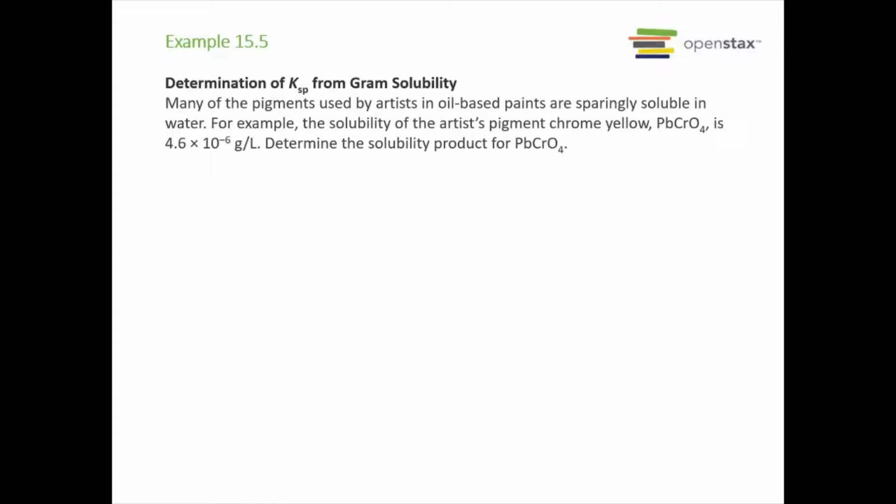So let's write our equation first. PbCrO4 solid. This is going to be... PbCrO4 is minus 1. No, it's 2 minus. So then this is Pb2+ aqueous plus CrO4 2− aqueous.